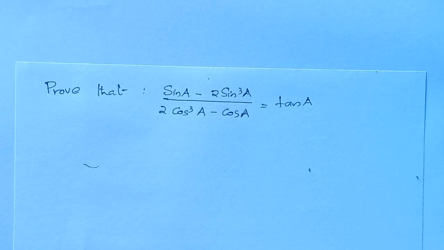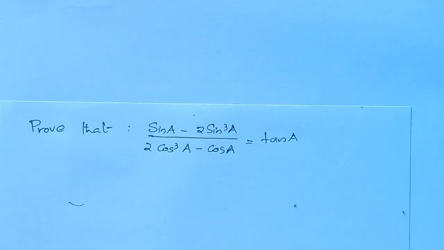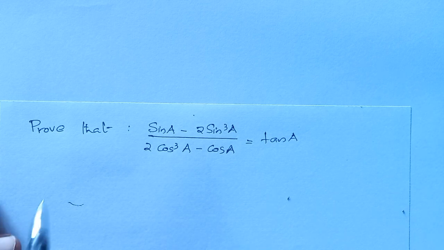Today, let us solve another question. Prove that (sin a minus 2 sin cube a) by (2 cos cube a minus cos a) is equal to tan a. This question was asked in the 2023 board examination. Let us consider the left hand side, which is (sin a minus 2 sin cube a) by (2 cos cube a minus cos a).